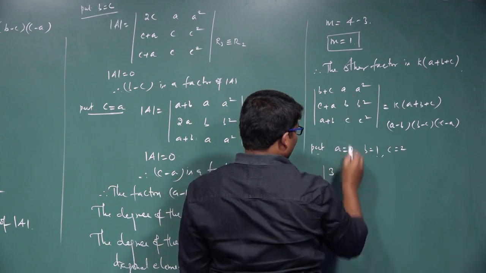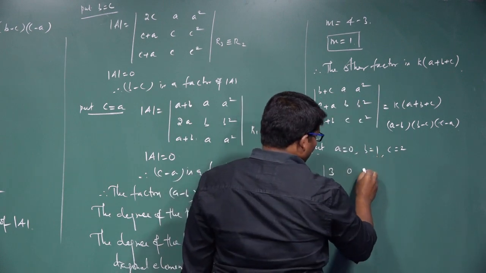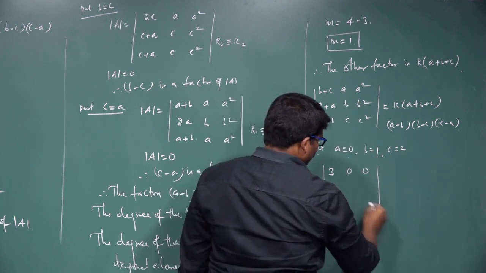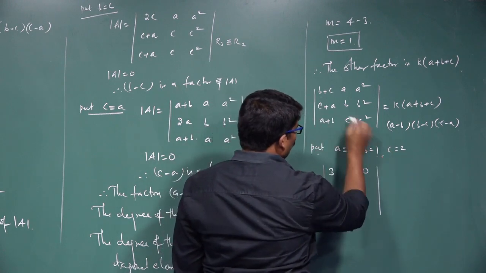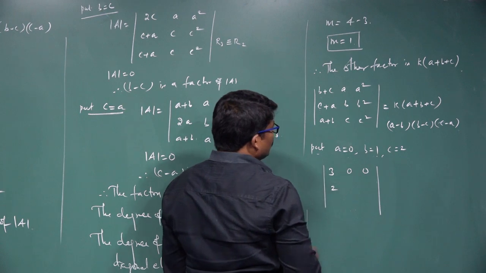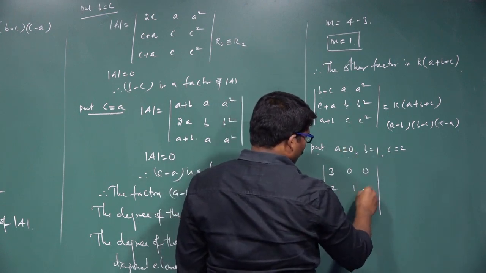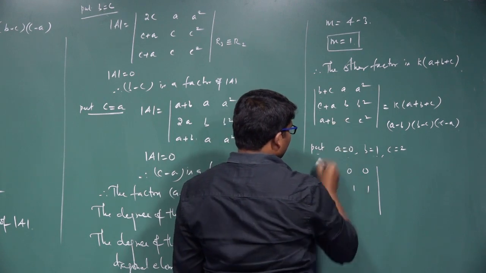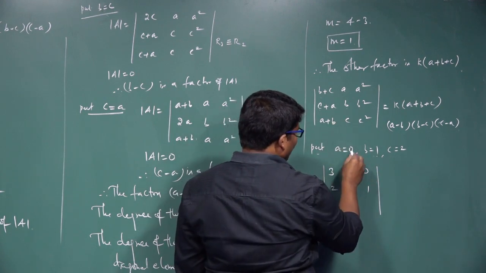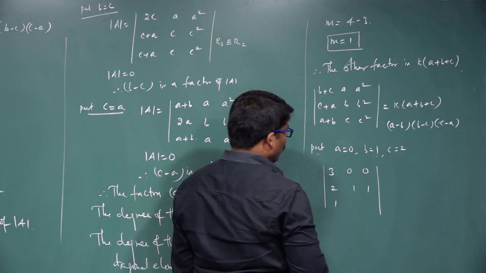A square. A value is 0, so a square is 0. And the second row, c plus a, c value 2, 2 plus 0 is 2. Next one, b square, b value 1, 1. And third row, a plus b, a value 0, b value 1 is 1.